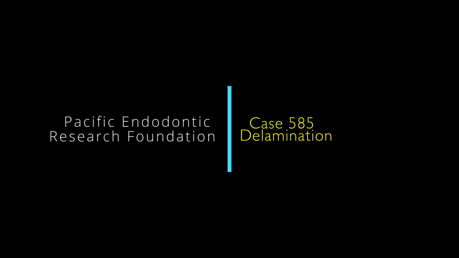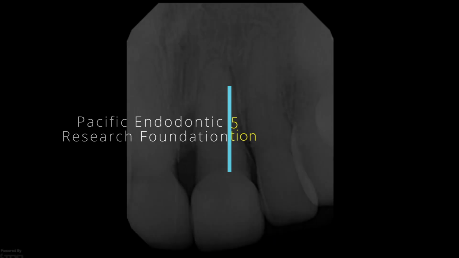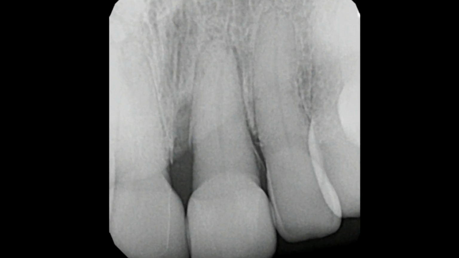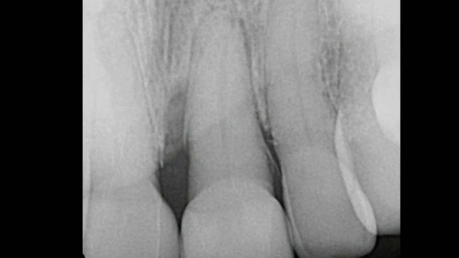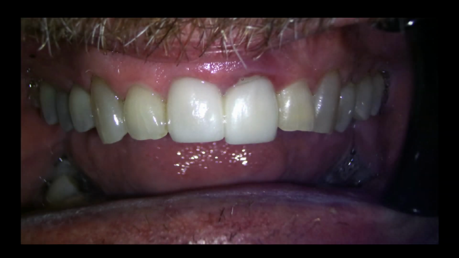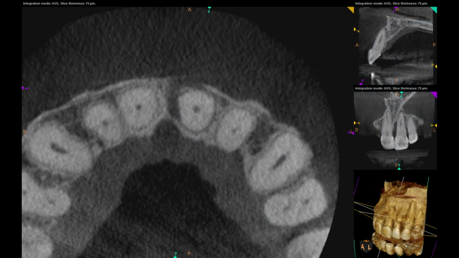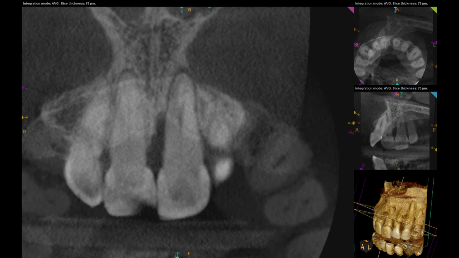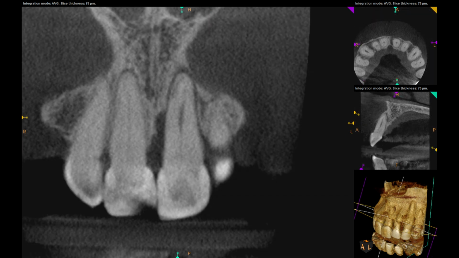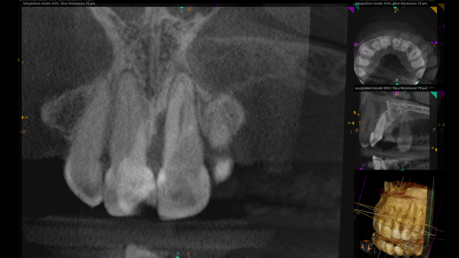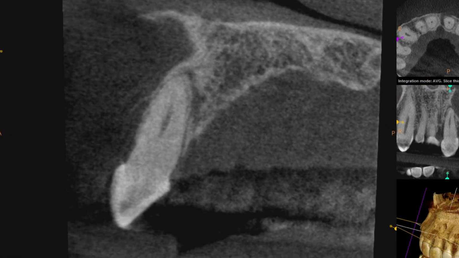This is the final report on Pushpack's delamination case. It's kind of an interesting case and a very good example of how to refine your pattern recognition for biofilms. This is the PA, and this is how the case looked clinically. The cone beam shows the extent of the delamination area fairly well.